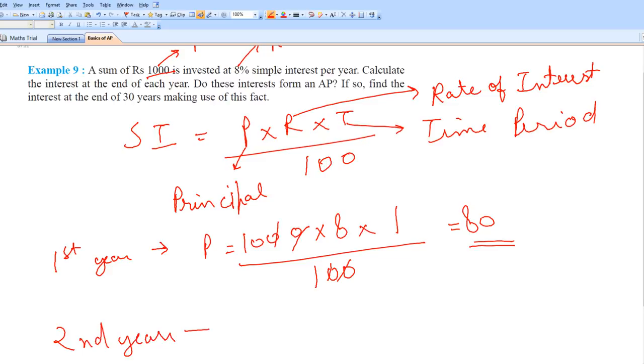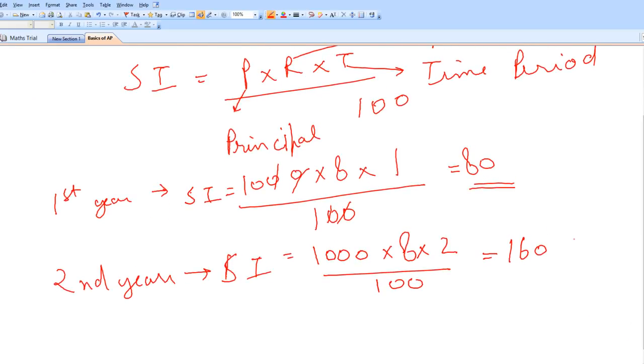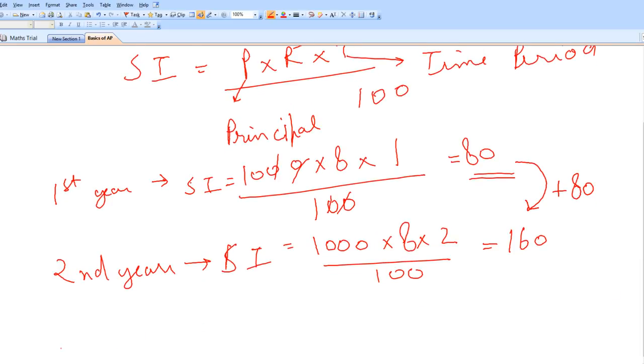After the second year, since the value of principal will be the same every time, as well as the rate, I get 1000 into 8 into 2 upon 100. This comes out to be 160. Now the difference between the simple interest after 2 years and the simple interest after 1 year is 80. So if I add 80 to the first year value, I get the simple interest for the second year. We are trying to find out if there is a pattern. To find an AP, I know that sequential terms should have a common difference. But how do we know that? By first figuring out the difference between the second and first term, and then verifying it with the difference between the fourth and third term.